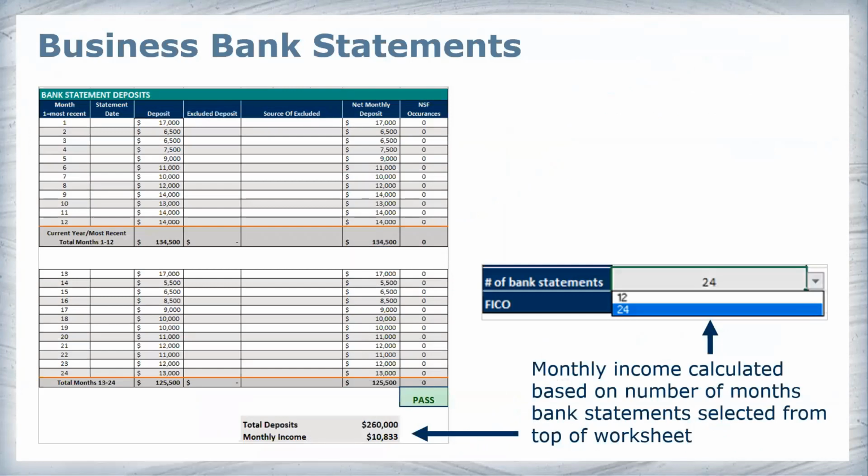Step 2 of the P&L method is taking the total deposits divided by the number of months of bank statements used and then multiply by 12 to get the annual average total deposits. So this example is $260,000 for our total deposits divided by 24 and multiplied by 12. And so that's going to get the annual amount. And the income calculation is based on the number of months of bank statements that's selected at the top of the worksheet.